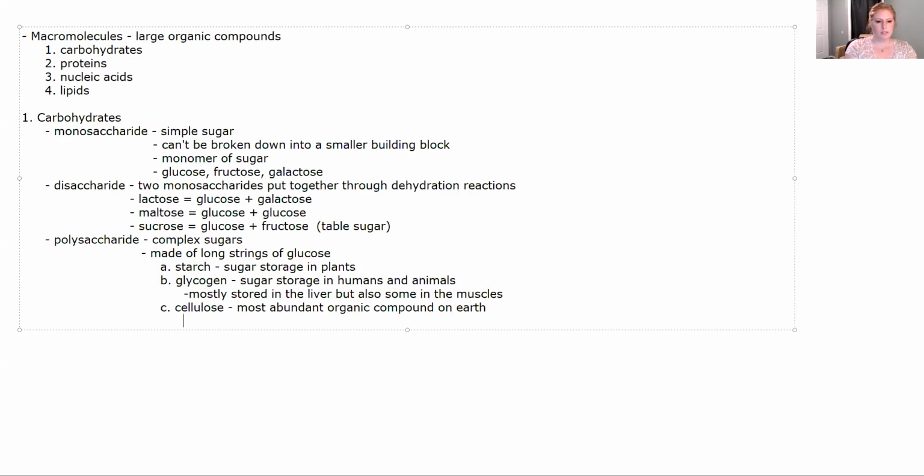It is the most abundant organic compound on Earth because it's found in the woody parts and the supportive structures of plants. So if you go outside right now, anything that is a branch, a trunk, the stem of a flower, the supporting stem in a leaf, all of that is made out of cellulose. So you can see why that's going to be the most abundant organic compound that there is, because it's literally everywhere.